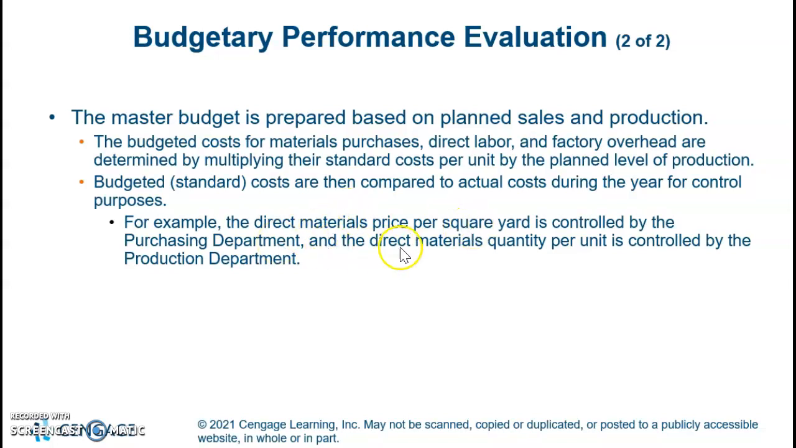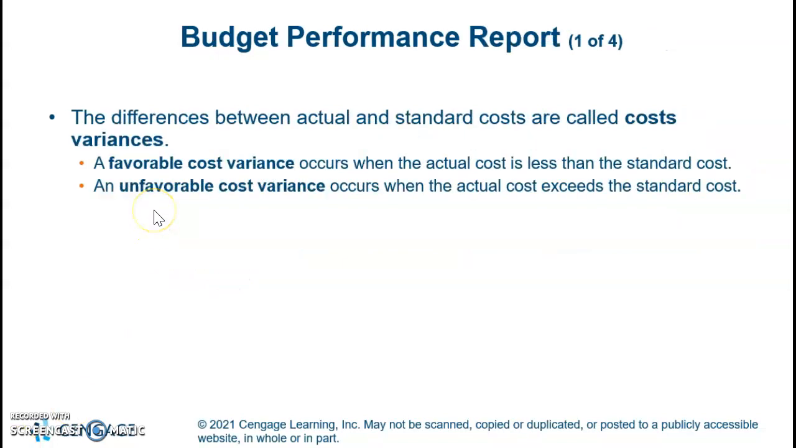So the direct materials price per square yard is controlled by the purchasing department, and the direct materials quantity per unit is controlled by the production department. If we spend less than what we had planned for our standard, it will be called a favorable cost variance. If we spend more than what we planned, it will be called an unfavorable cost variance. So the definition of favorable cost variance occurs when the actual cost is less than the standard cost, and unfavorable cost variance occurs when the actual cost exceeds the standard cost.